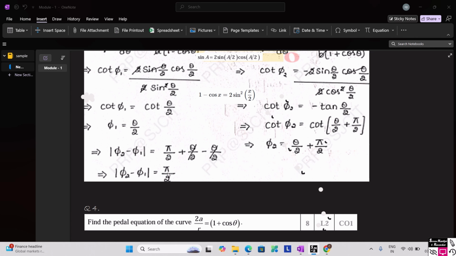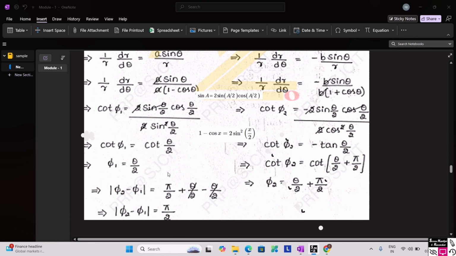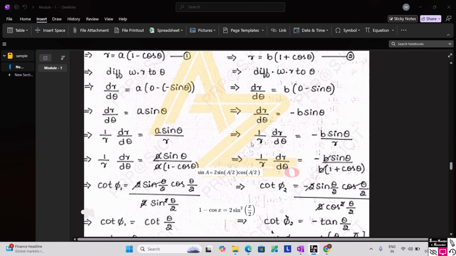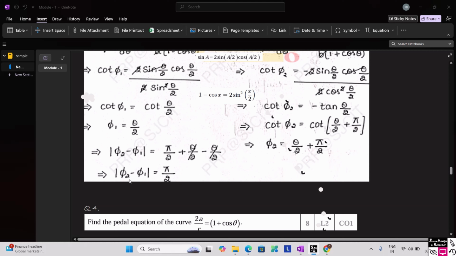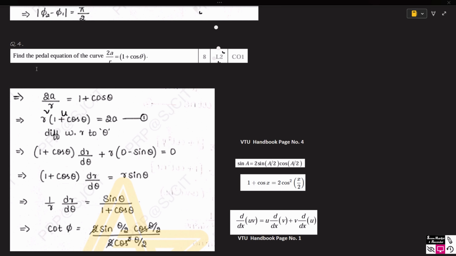So the condition for two curves to cut each other orthogonally is that the difference between their phi's should be pi by 2. Okay. Going to the next question, which is finding the pedal equation of the given curve. This question is repeated two to three times, and is also mentioned in the model question paper, which is 2a divided by r equal to 1 plus cos theta.